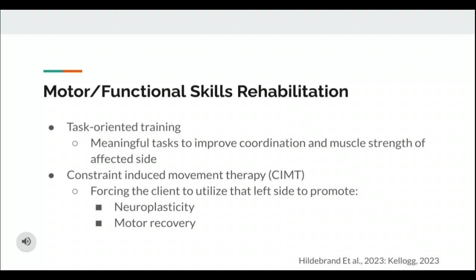It may also be smart to use constraint-induced movement therapy, depending on the client, to utilize the affected side to improve neuroplasticity and motor recovery. This does not apply to every client. This is going to be a case by case basis.